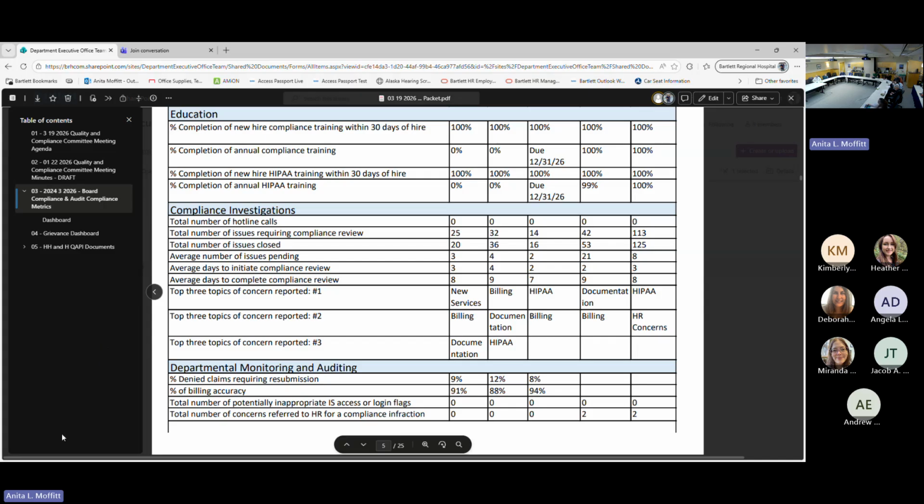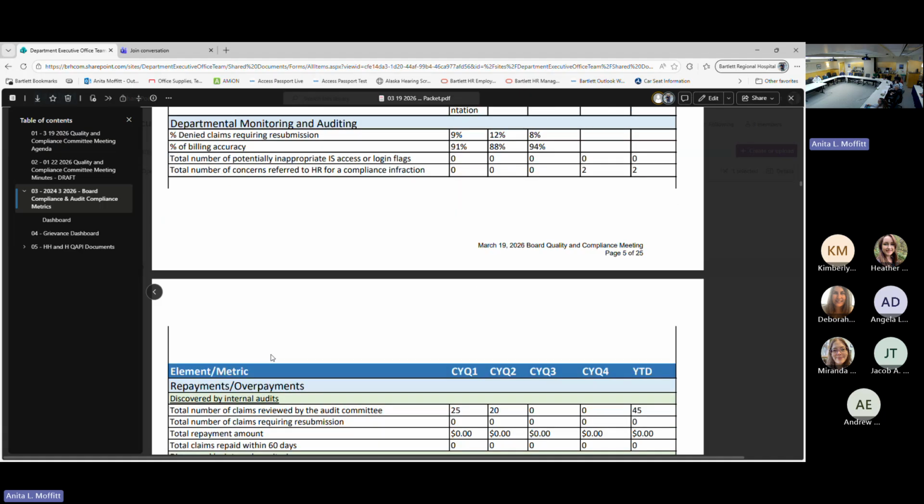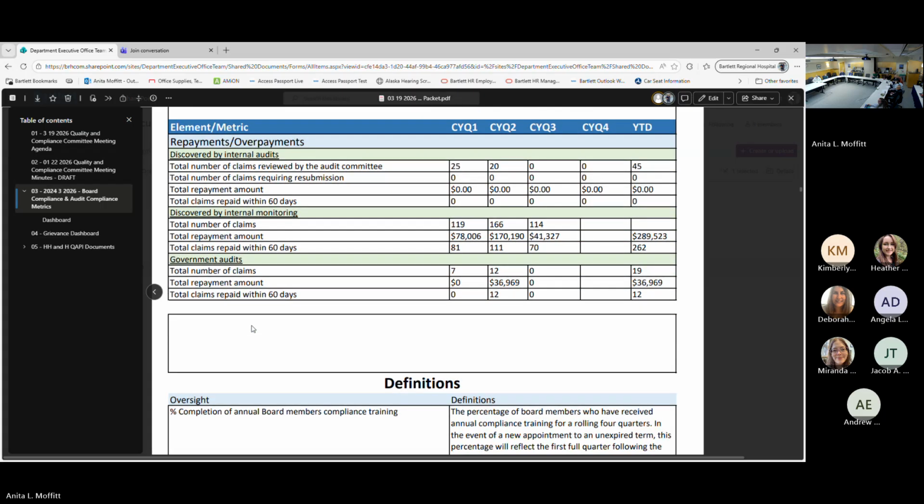Tammy was out of town, so I did not get her final quarters on our denied claims or our final information. I will update that at our next meeting for our repayments and overpayments. Excuse me, go down a little further, Anita. And our total claims for internal monitoring, and our government audits. I don't believe we had any, but I'll double check with Tammy and update that at the next meeting. So any questions on any of that data for tracking? No major surprises.